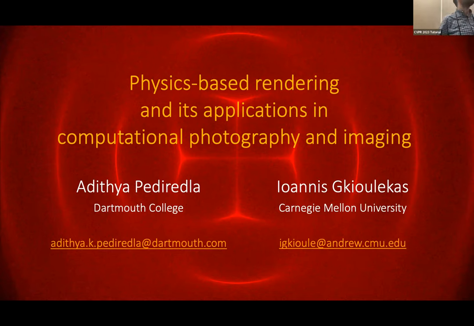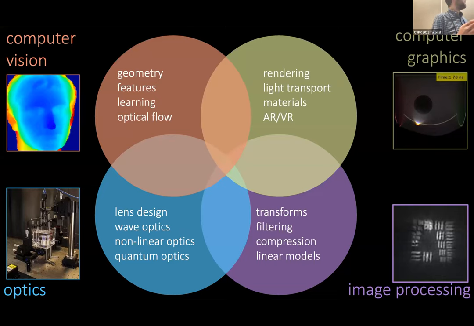So what this tutorial is really about is computational imaging. That's an area at the intersection of a lot of different areas. There is computer vision, which is why this tutorial is here at CVPR, where computational imaging draws a lot of ideas from geometry processing, different features, optical flow techniques, learning-based techniques, and so on. There is optics, where we have to play around with different types of sensors, different types of physical models, designing lenses, designing different combinations of all of these components. Image processing, where we work along with different transformations, filtering, compression algorithms, linear models, forward and inverse. And of course, computer graphics, where we have to use rendering, light transfer, different material models, AR, VR, and so on. So the intersection of all of this is computational imaging, right?